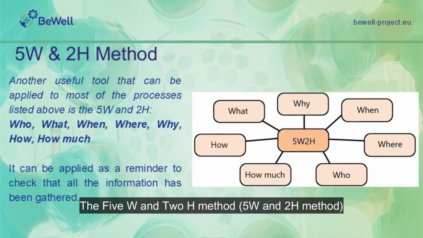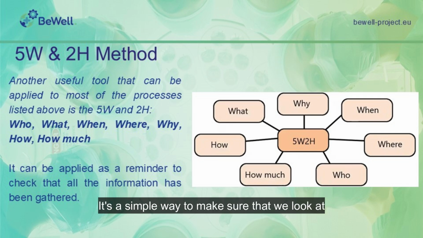The 5W and 2H method. It's a simple way to make sure that we look at all the aspects of the given problem we are working on. The 5W are who, what, when, where and why. The 2H are how and how much.